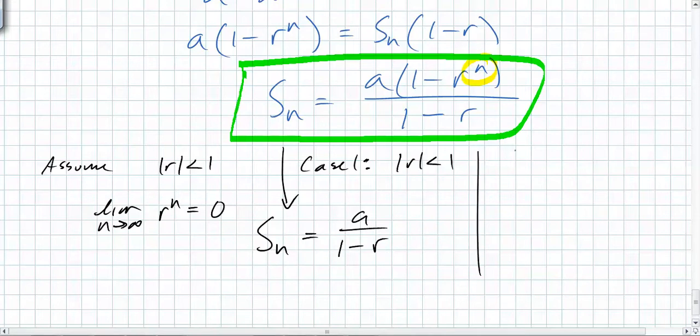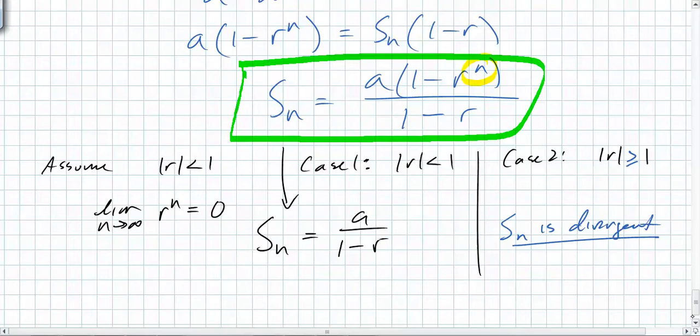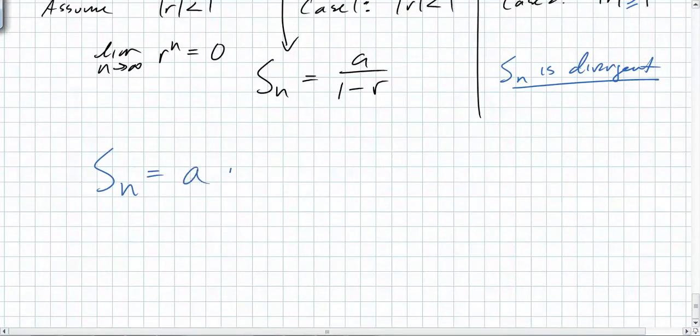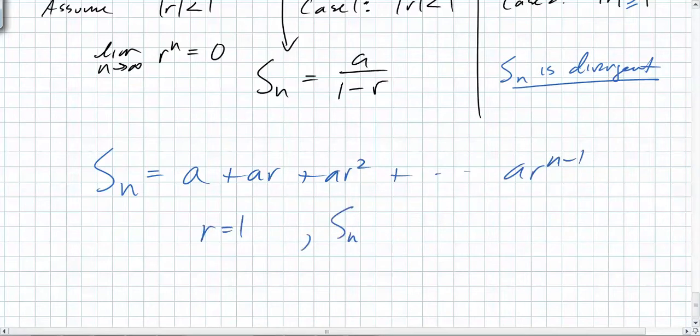What's case 2? The absolute value of R is greater than or equal to 1. What happens then? Remember what Sn is? You're absolutely right that it doesn't make sense right there, but what was this equal to? A plus AR squared all the way up to AR to the n minus 1. If R is equal to 1, Sn is going to be equal to A plus A plus A, equals nA, right? And it would be divergent as n goes to infinity.